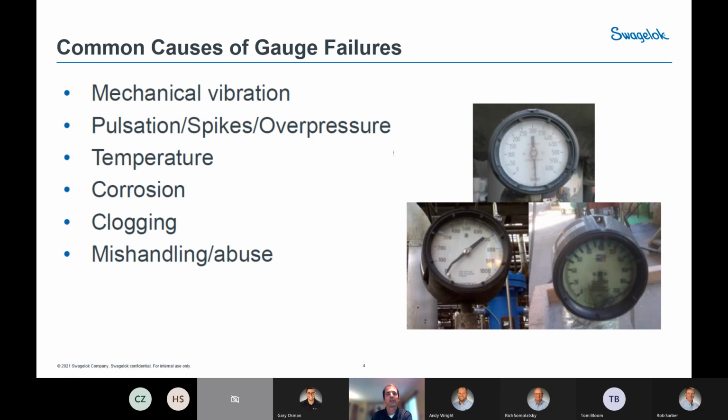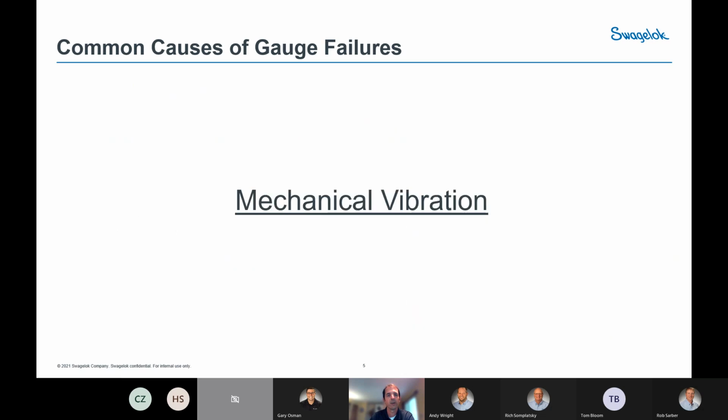Let's go right into common causes of gauge failures. We're going to talk about each of these separately here: mechanical vibration, pressure-related issues, which would be pulsation, pressure spikes, overpressurizing, temperature concerns, corrosion concerns, clogging can be an issue, and then also mishandling and abuse. So we'll go right into mechanical vibration here.